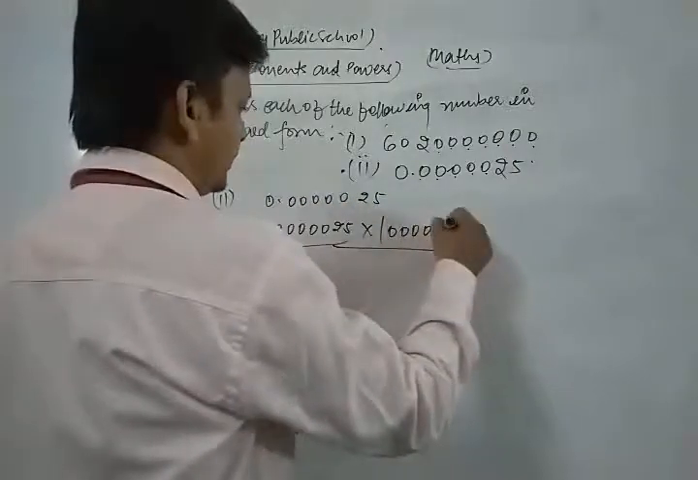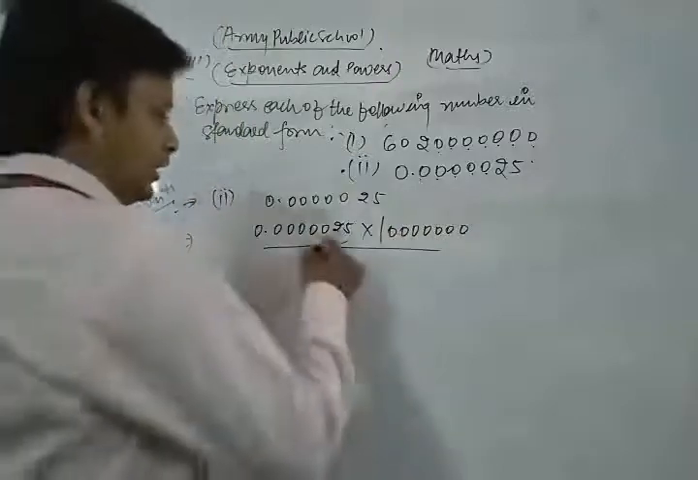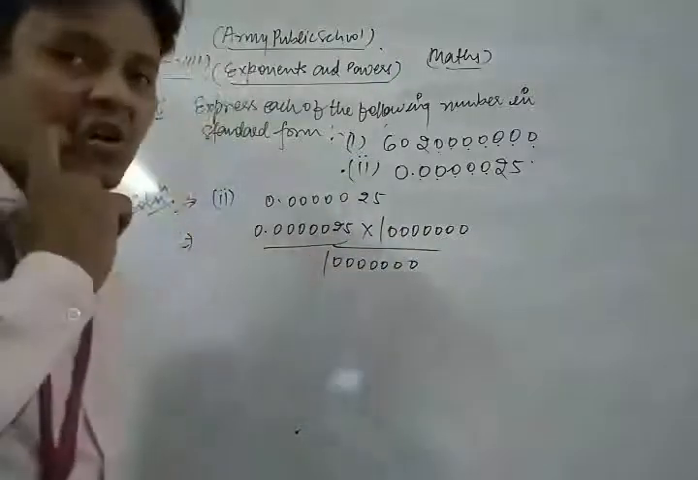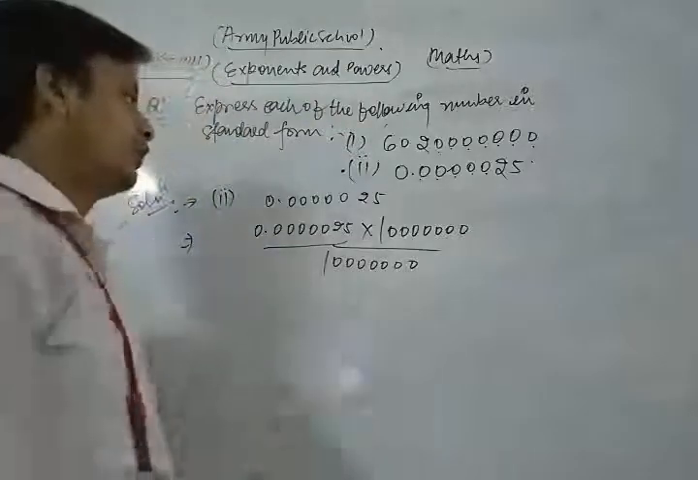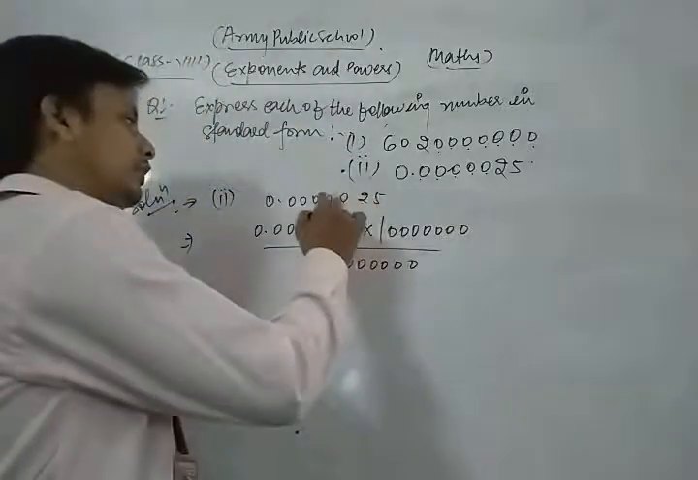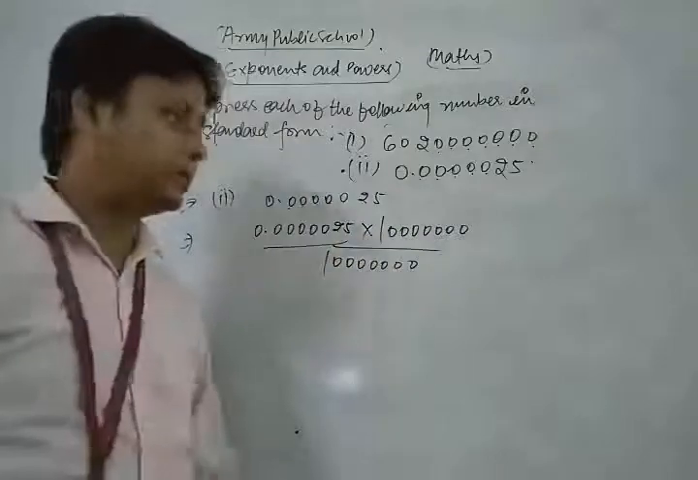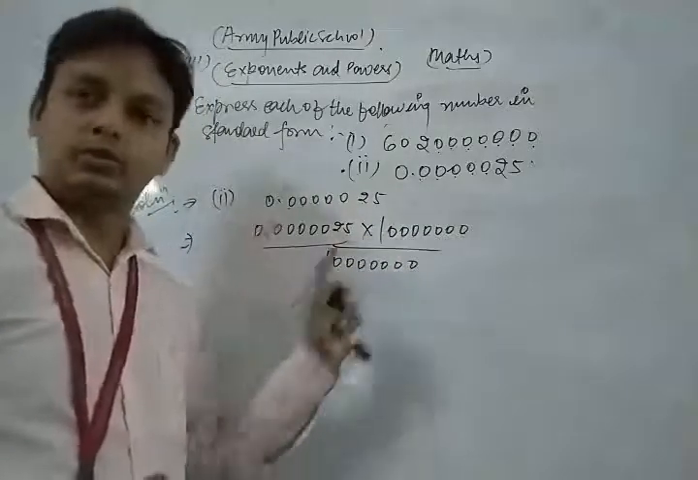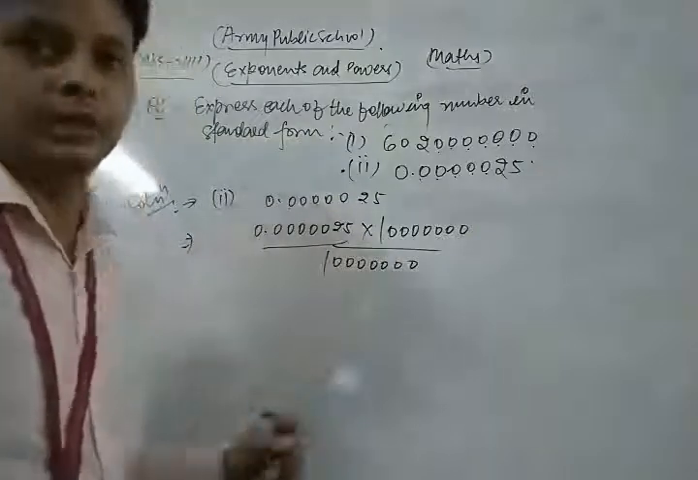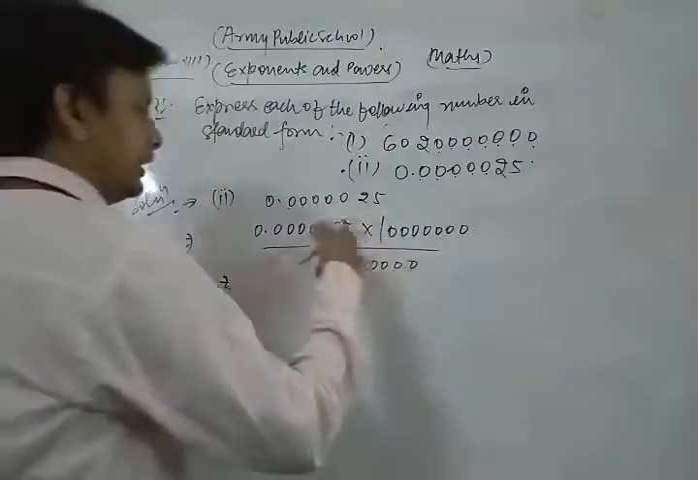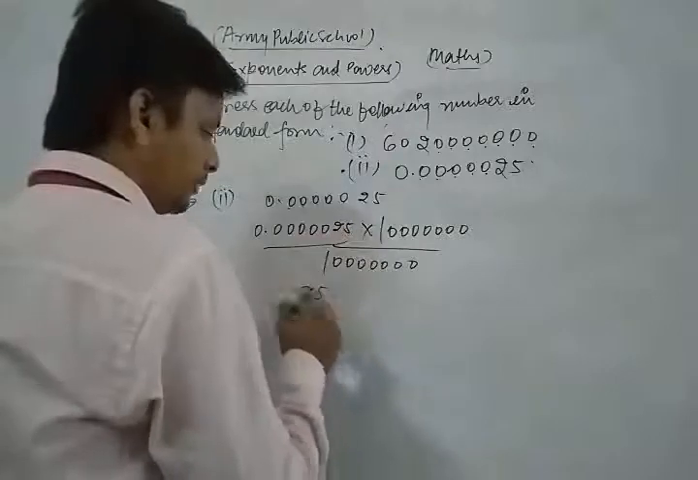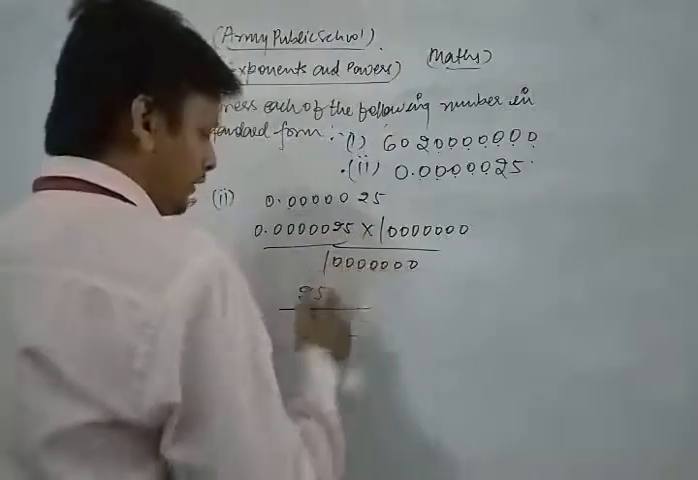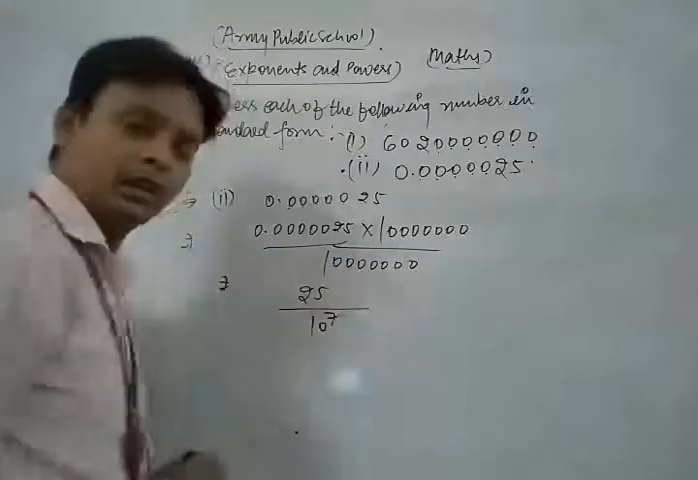No problem, we must multiply. First of all you count them: 1 2 3 4 5 6 7. So you must multiply both the numerator and denominator by the same. If we multiply them, then we get 25 upon 1 2 3 4 5 6 7. Now we write this in the exponent form, 10 to the power 7.